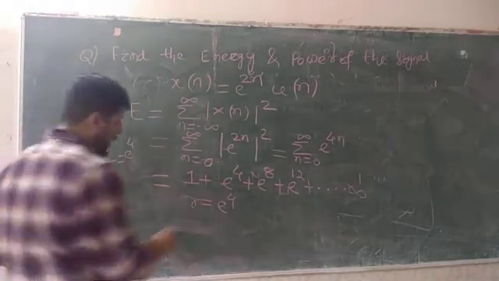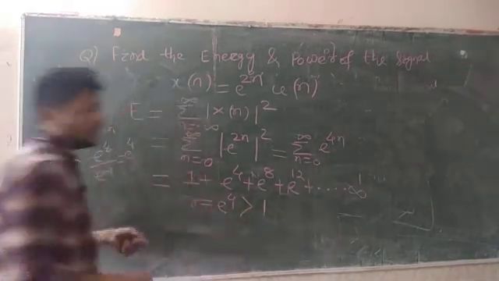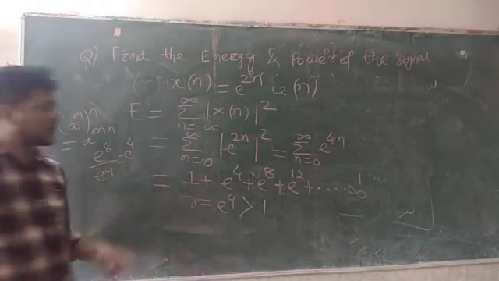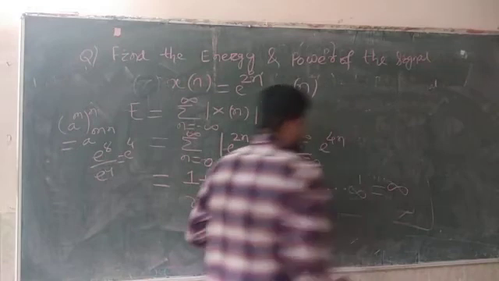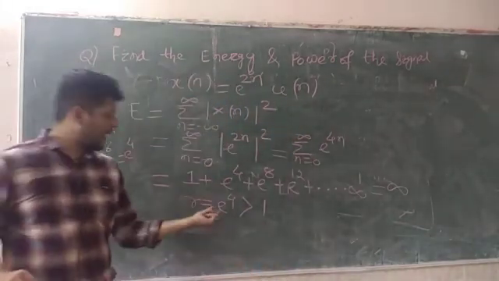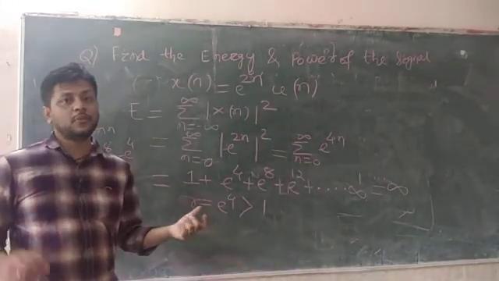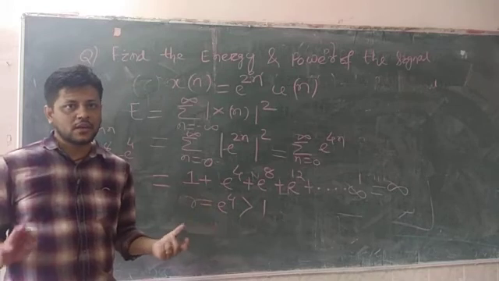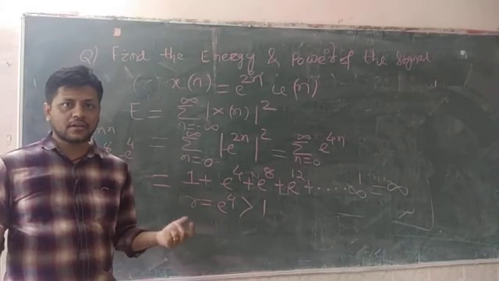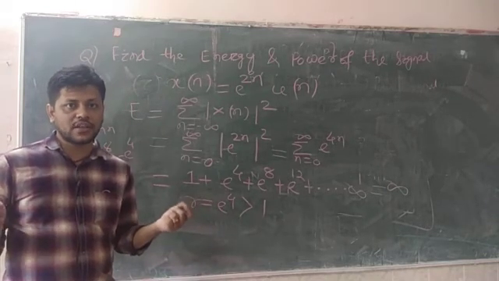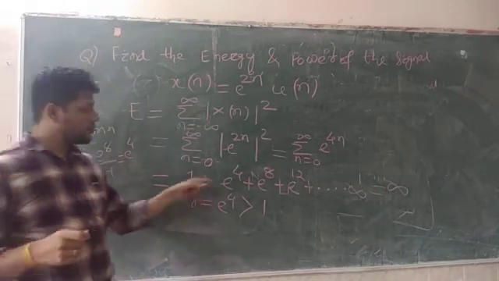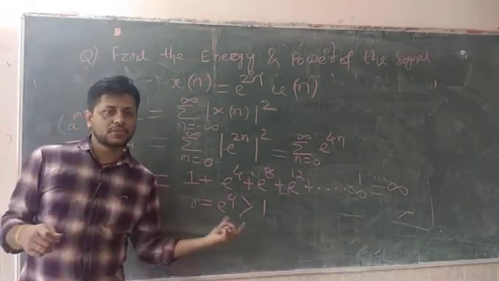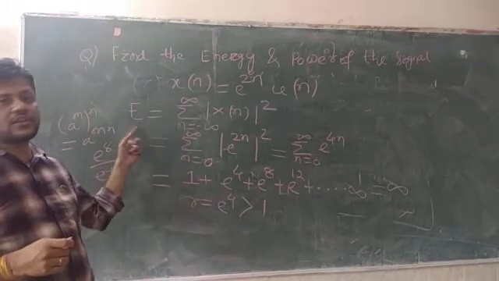The r value is always greater than 1. Hence this becomes infinite. I have already explained: if the r value is less than 1, then the sum of an infinite series is a by 1 minus r, provided the condition that the magnitude of r must be less than 1. Since here r is greater than 1, the sum becomes infinite, which means the energy is infinite.